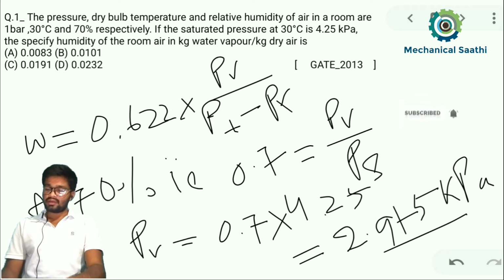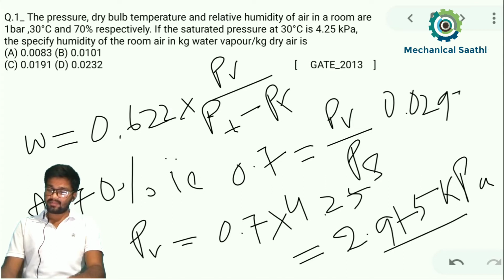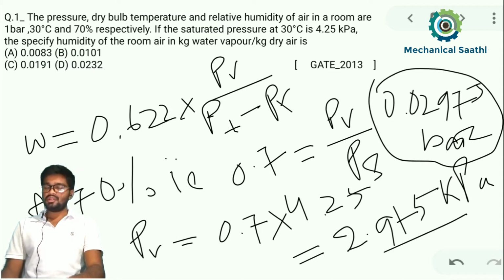So let me convert it into bar. We will convert this partial pressure of vapor into bar. Then we can write it as 0.02975, and this will be in terms of bar. So this will be the PV.